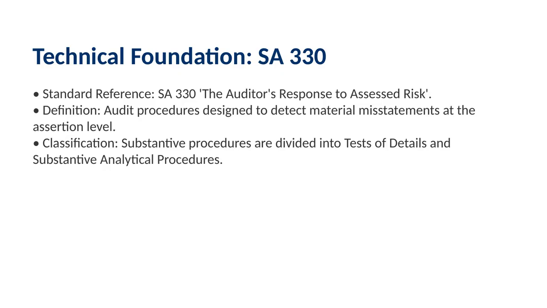Now, to answer this in your exam, you must start with the technical foundation. Refer to Standard on Auditing 330, which is titled The Auditor's Response to Assessed Risk. You need to define a substantive procedure clearly. It is an audit procedure designed to detect material misstatements at the assertion level. These procedures are broken down into 2 main categories: tests of details and substantive analytical procedures.